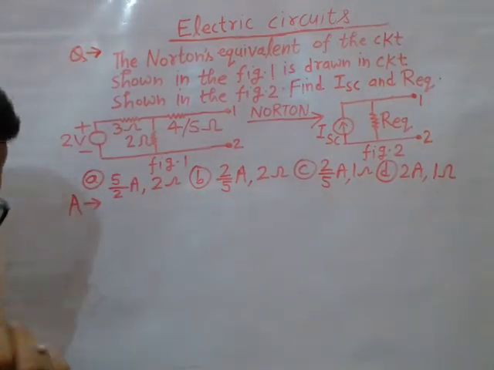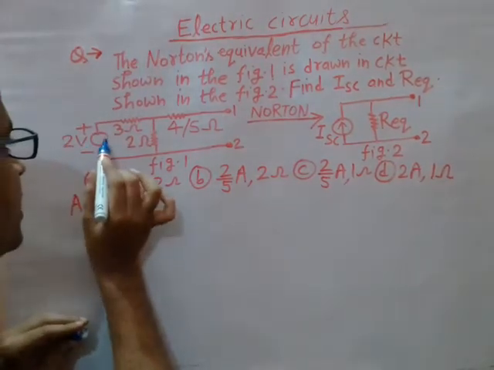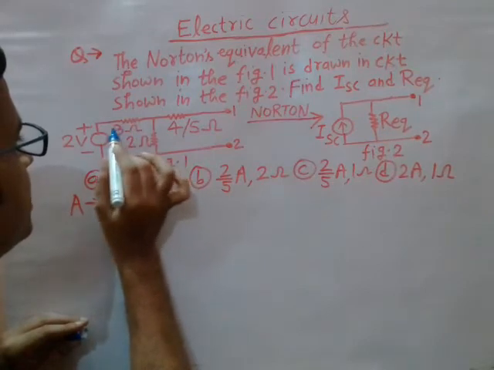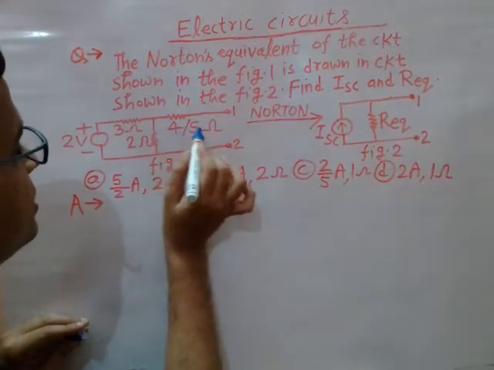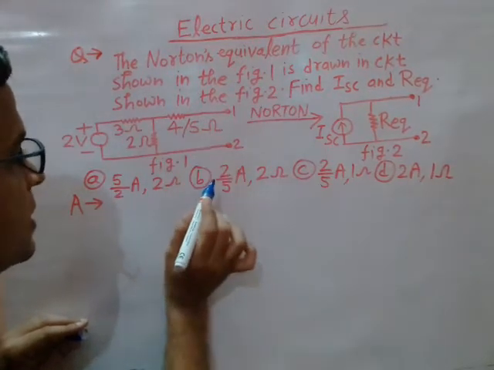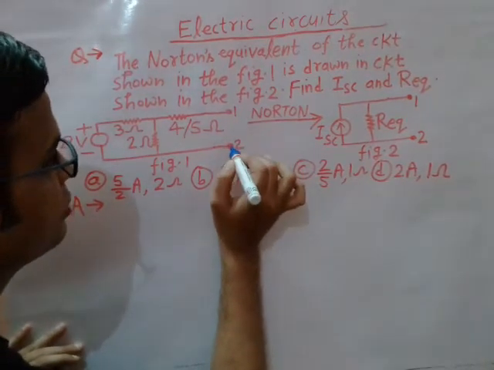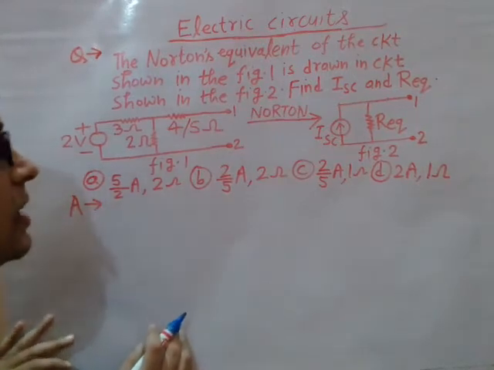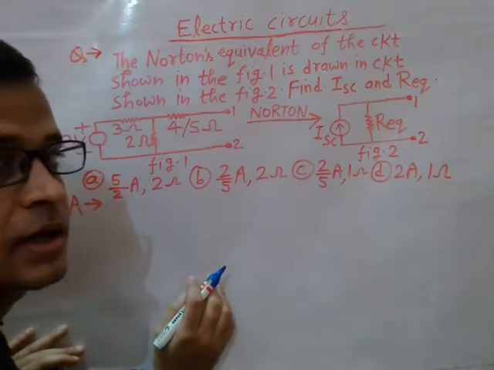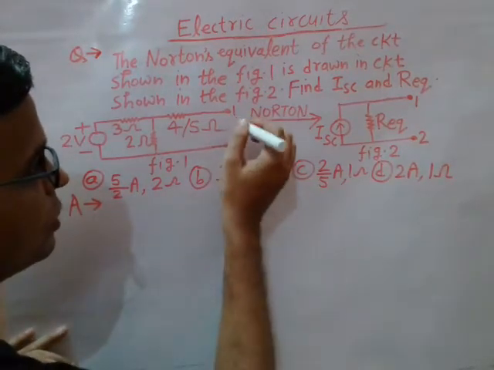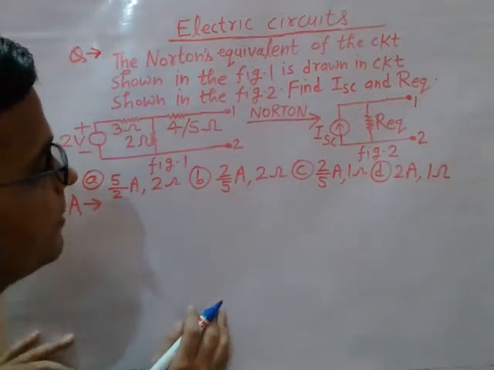See here, this is the circuit. A 2-volt voltage source is connected here. In series with this, you will see a 3 ohm resistance. This is a 2 ohm resistance, and here it's a resistance of 4 by 5 ohms, right? And the terminals across which you want to find out the Norton's equivalent are terminal 1 and terminal 2, right? These terminals will be indicated to you, right? Across the given terminal you will find out the Norton's equivalent, right?